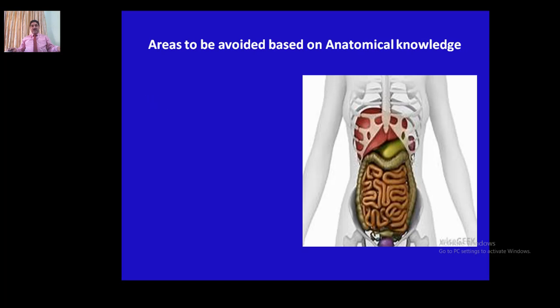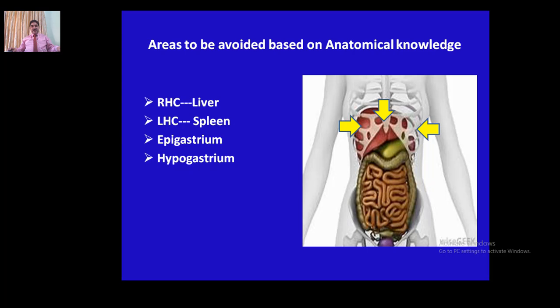The following areas are to be avoided based on anatomical knowledge. Right hypochondrium, as we can injure the liver. Left hypochondrium, to prevent injury to the spleen. Epigastric region, the left lobe of the liver lies there. Hypogastrium. Normally it is filled with the coils of intestine, but the urinary bladder, being a pelvic organ, when distended with urine, can go up to the level of the umbilicus. So we don't want to puncture the urinary bladder.